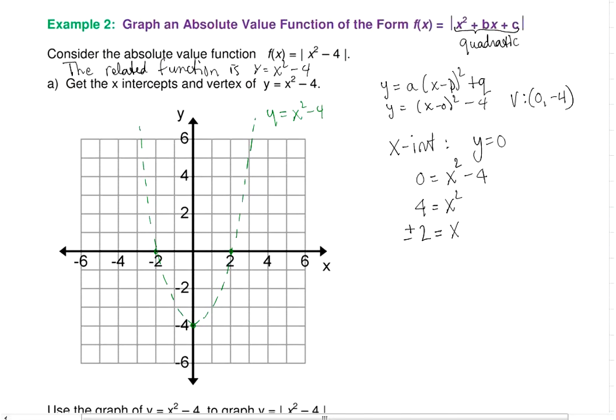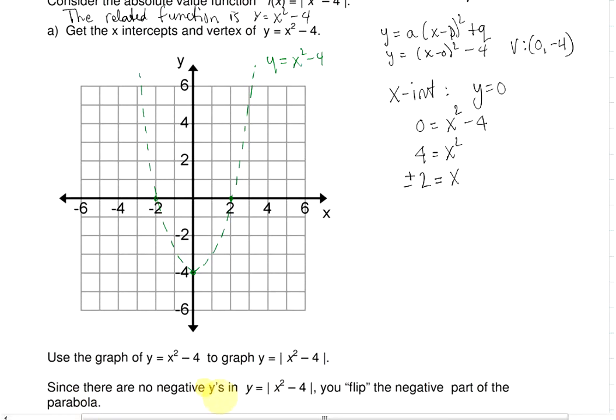Okay, and since there are no negative y's in y equals the absolute value of x squared minus 4, you will flip the negative part of the parabola over the x-axis. Okay, so which part is negative? Well, that is any part which is below the x-axis. We want to flip that over the x-axis. So that means we want to take our vertex, which is at 0 and negative 4, and move it the same number of units above the x-axis. So that's going to take us to 0 and 4.